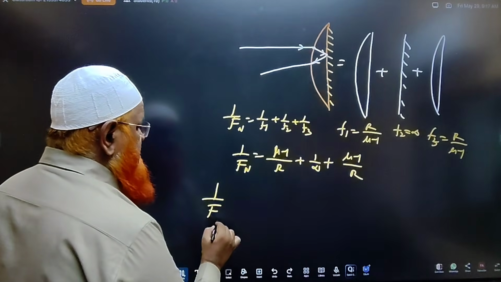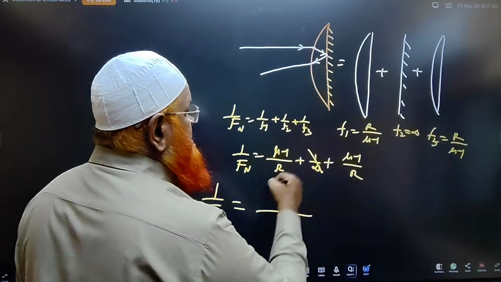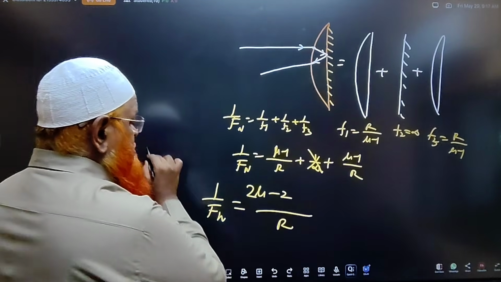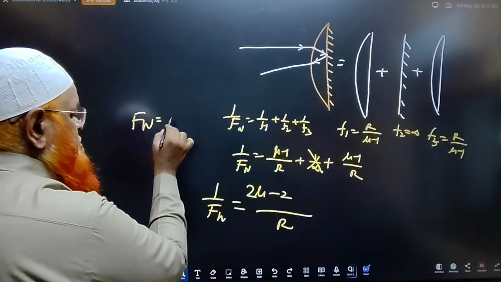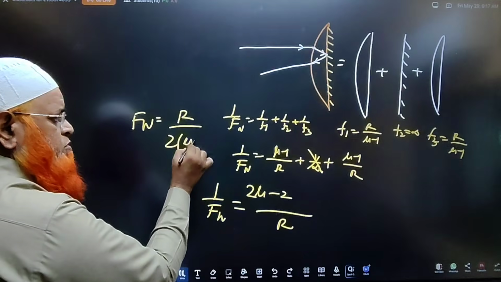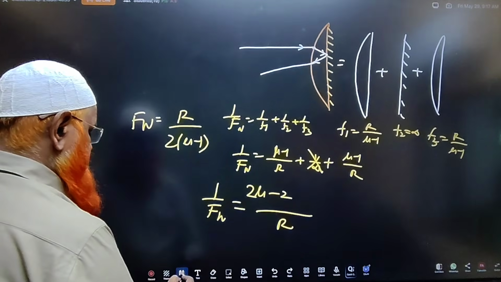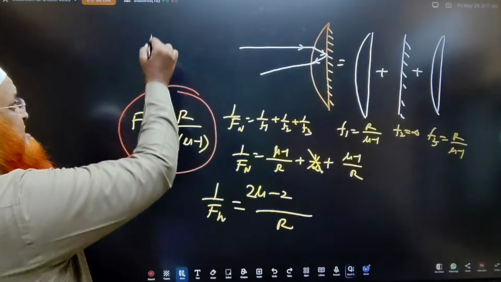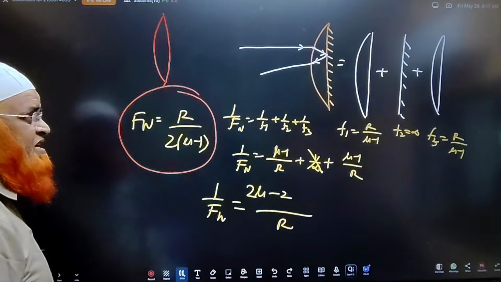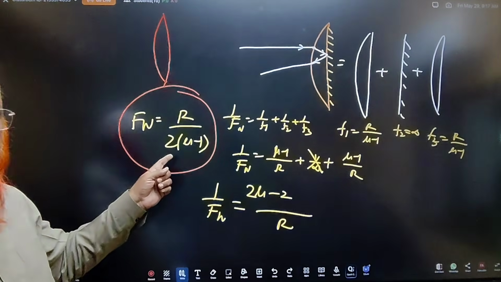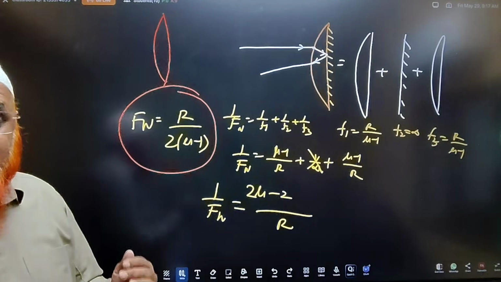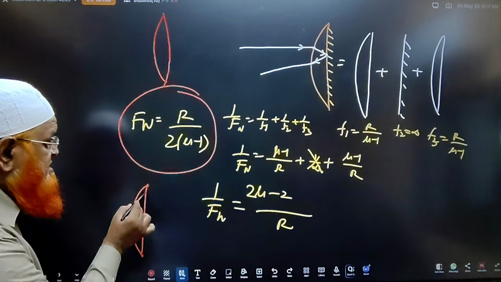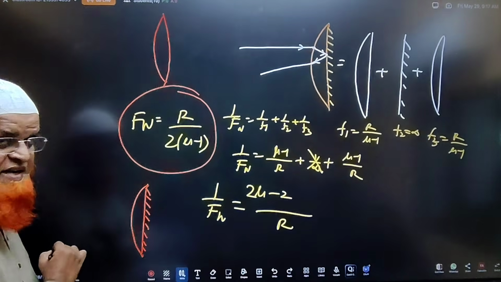Okay, so 1 by f net is equal to 1 by r, this part is removed. So mu plus mu is going to be 2 mu minus 2. Therefore f net is equal to r by 2 into (mu minus 1). Okay, so what do you observe from this? You will observe one wonderful thing here. This is behaving like an equiconvex lens, whose formula is going to be the same. Why is it behaving like an equiconvex lens? Because this is a plano-convex lens whose plane surface is painted.